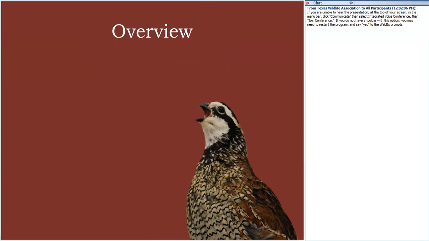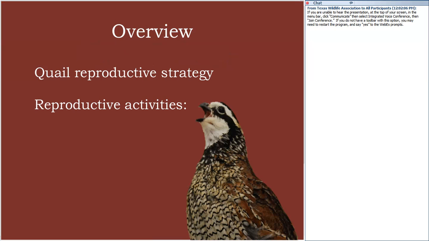I'd like to start off just giving an overview of how the program's going to go today. We'll begin by examining the general quail reproductive strategy and looking at how that compares to strategies used by other species, both in terms of how many offspring are produced and the amount of investment that takes place in those offspring. Then we are going to get into some details about 3 key reproductive activities.